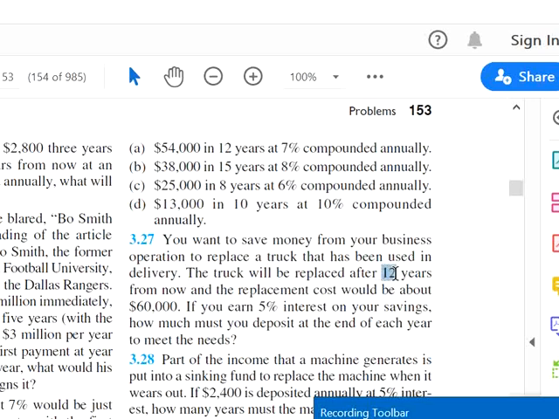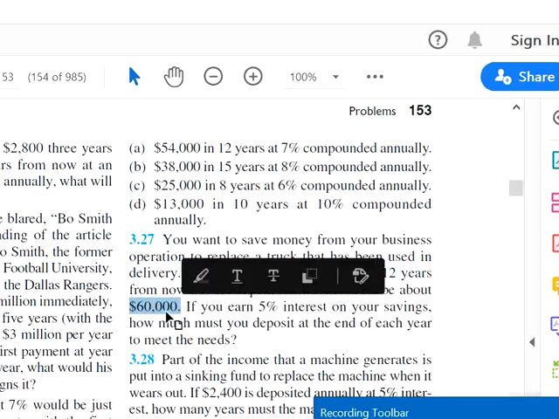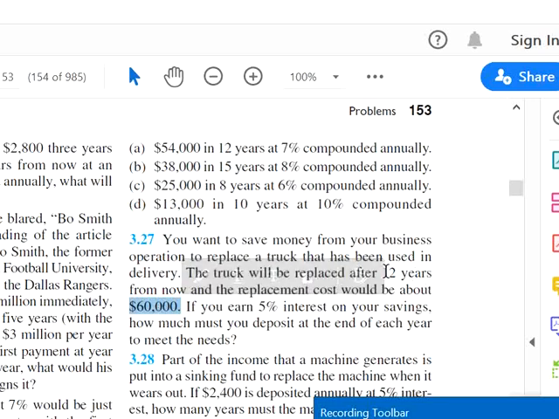You don't need it now. That truck is okay now until 12 years. So the truck will be replaced after 12 years from now, and replacement cost would be about 60,000. When we are going to replace the truck after 12 years, we need 60,000. Is it a P or F? This is what you need to find out in these questions.